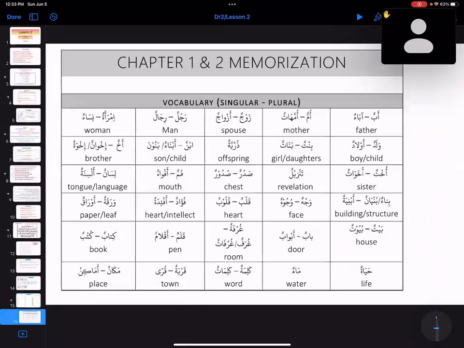So inshallah, that is going to be a fun activity for you guys. And then this is the vocabulary from last week. So keep revising them, and inshallah, that's going to be very helpful. So with that, inshallah, we can end our session.